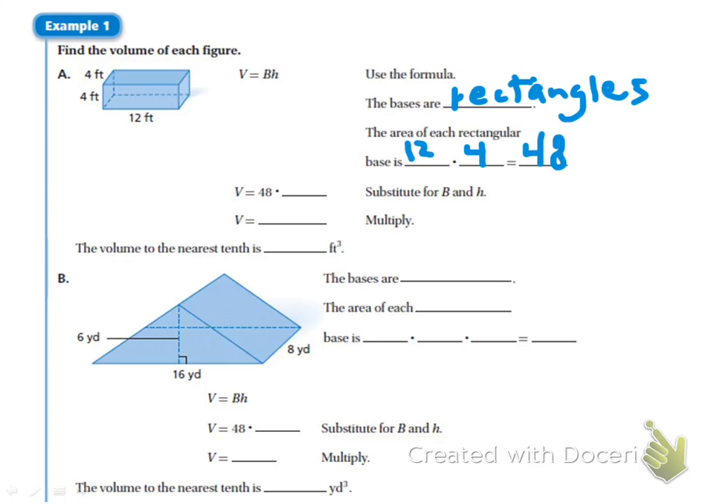Excellent job, Jack. And so now we have 48 times the height. The height they listed for us is, Dylan? 4. Excellent. So now we do 4 times 48, and we find that our answer is, Dylan? 192. 192 is correct. And we need to remember to write our answer in feet cubed. So this is 192 feet cubed. Excellent, Violet. Way to catch that. So we're not dealing with area. Area is squared. Today we're dealing with cubic units, so it's to the 3rd power.